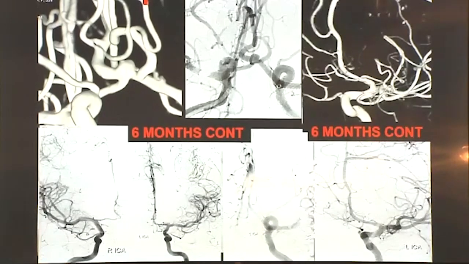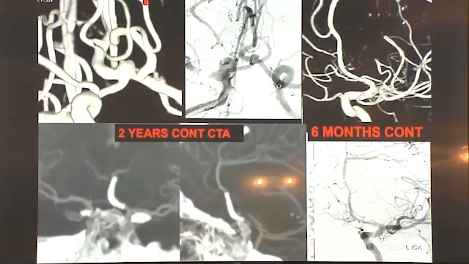And the 6 months control. This is the left A1, right A2, right A1, left A2. The right A1 and left A2 got smaller in size because of the jailing. However, the entire territory is filling very nicely. And 2-year CT angio control on that patient. The patient is asymptomatic, doing very good.